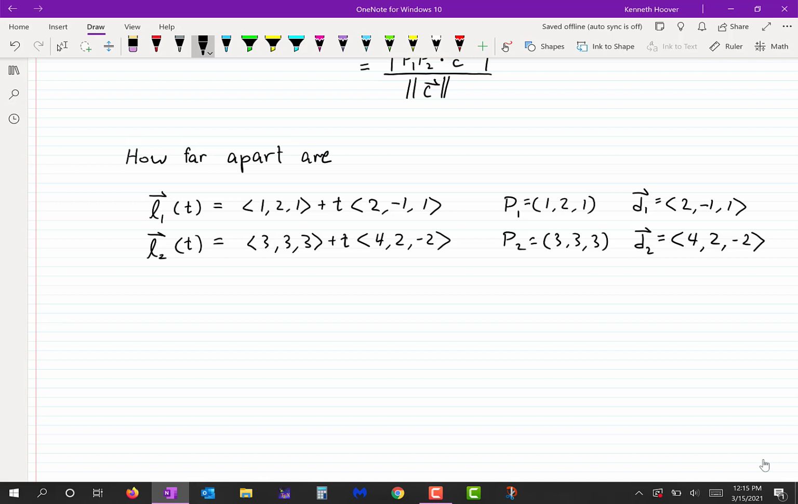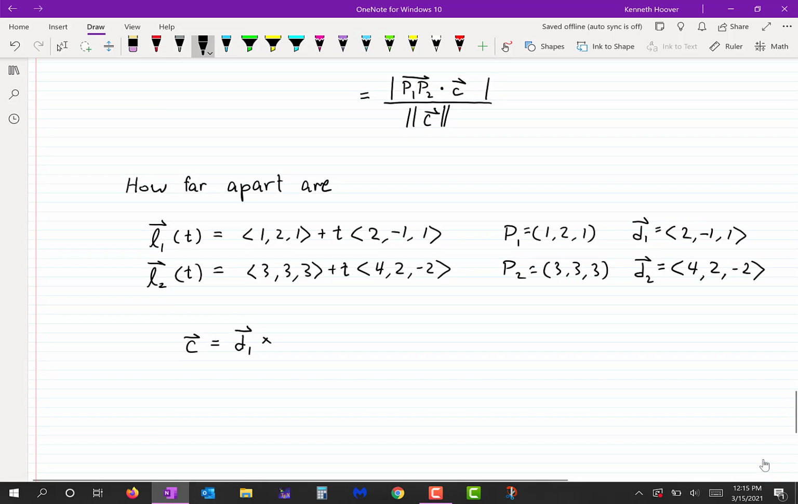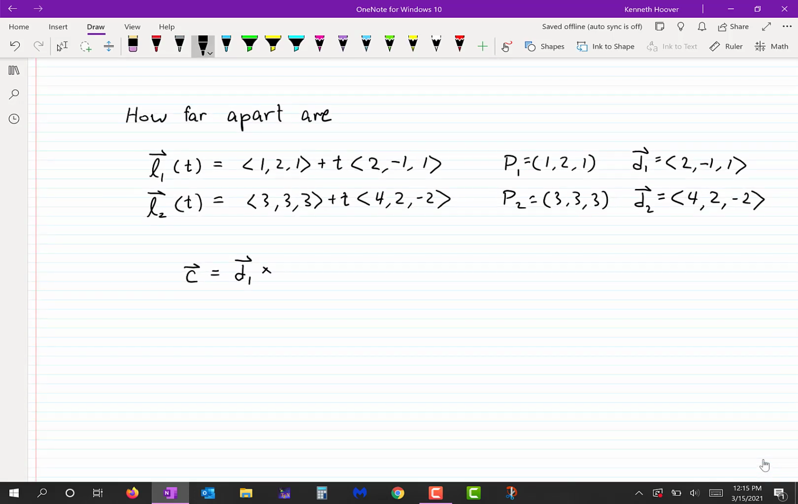So we need to find vector C, which is the cross product of D1 and D2. You could also do D2 cross D1, and that would still work. It would give you a different vector, but it would still work. So let's find that.